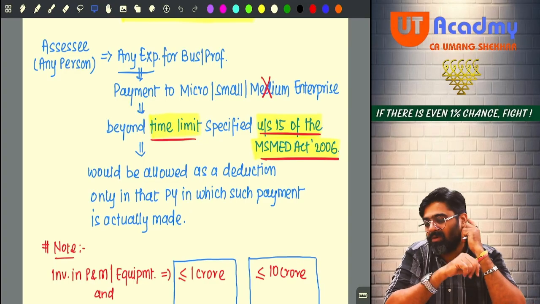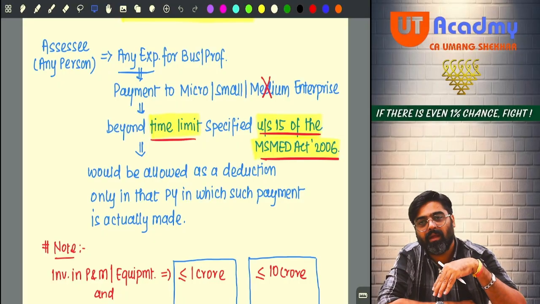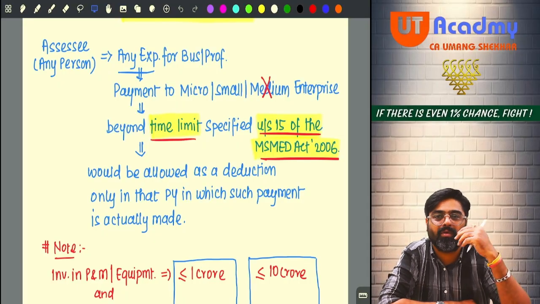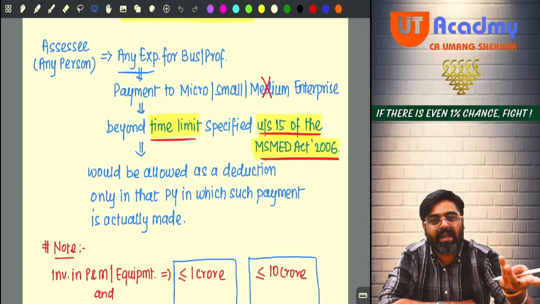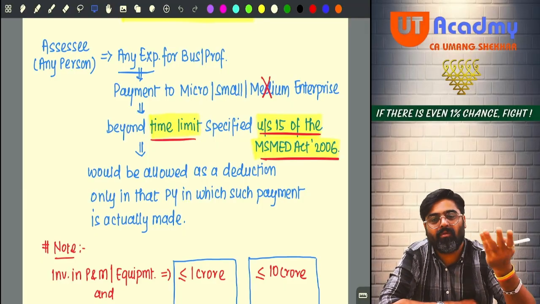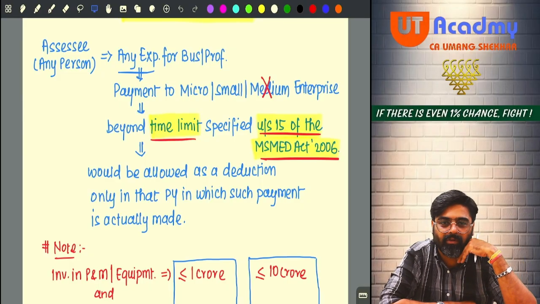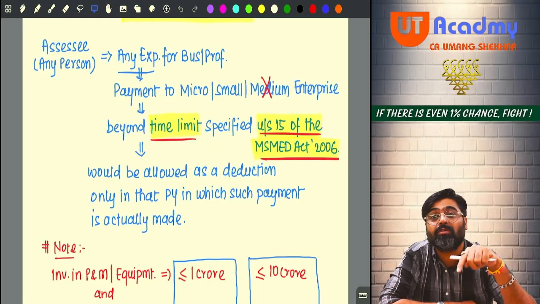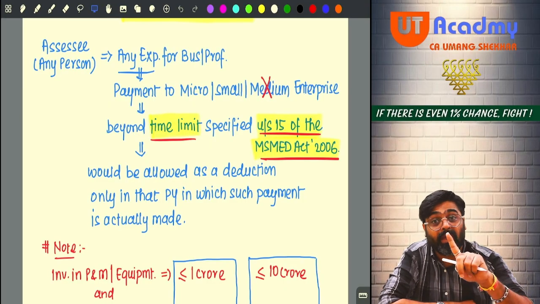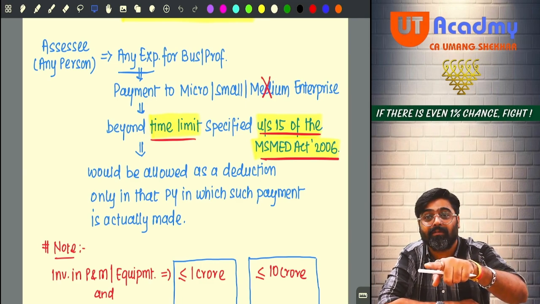But sometimes there are some micro or small enterprises from whom you just buy goods and services. You don't enter into any agreement because it is only a one-time affair. Once or twice you are going to buy, so why would you get into an agreement? So there will be no agreement in writing for buying goods or services from them. If there is no agreement, then they must be paid within 15 days.